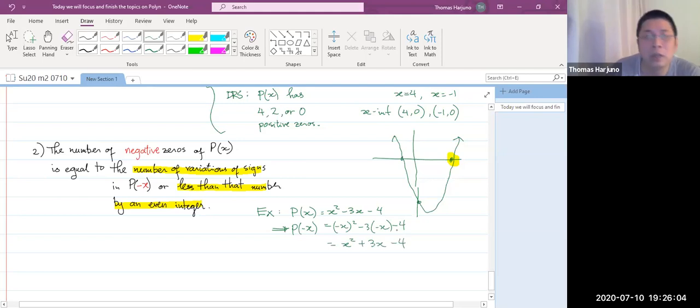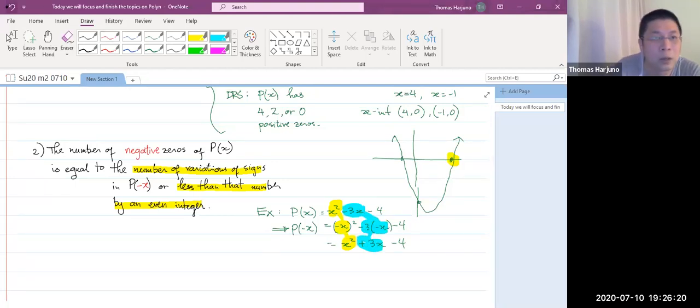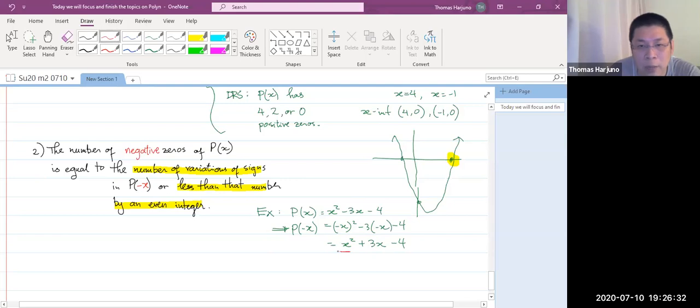If you do this enough times, you will see that if the degree is even, replacing x by negative x will not change the sign. But if the degree is odd, replacing x by negative x will change the sign. I hope that makes your work faster, but you need to do some first to realize what actually happened in between. Now see how many times the sign changes. There's no variation here, positive becomes positive. From positive to negative, that's one time. So you have one variation of signs.